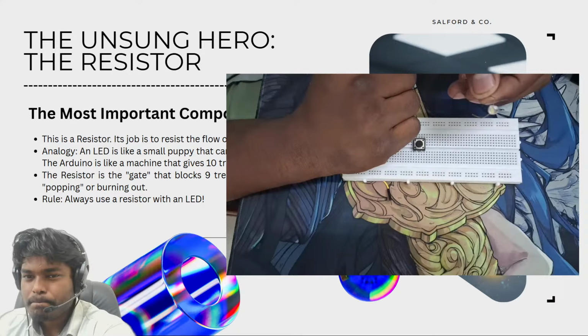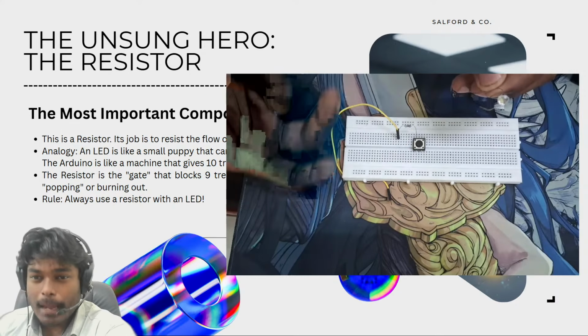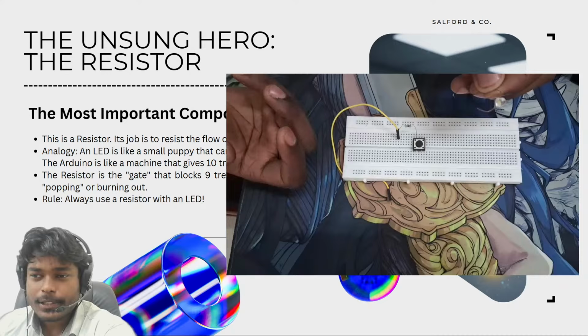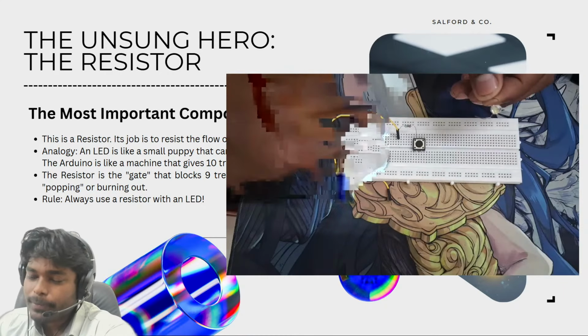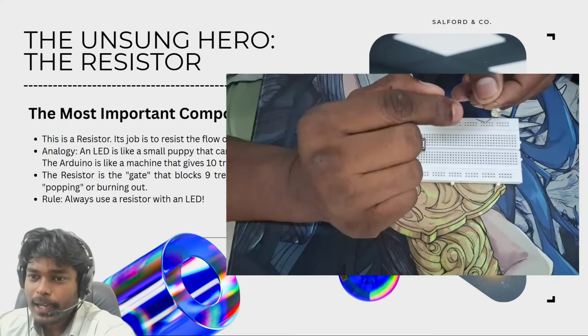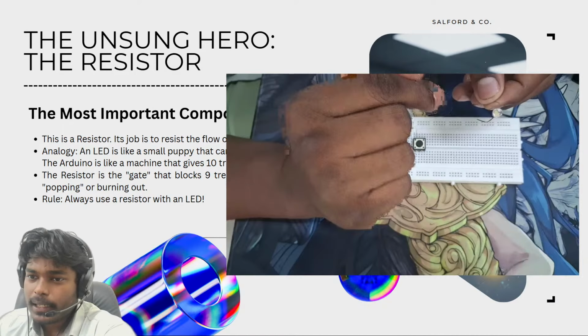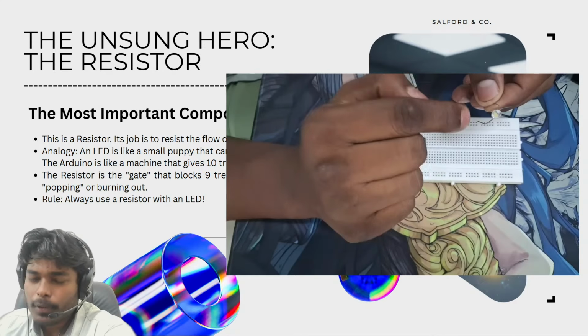What will happen? Let me see the chat. Tell me, if this LED works with just 5 volts and I'm providing it with 6 or 7 volts, what will happen?